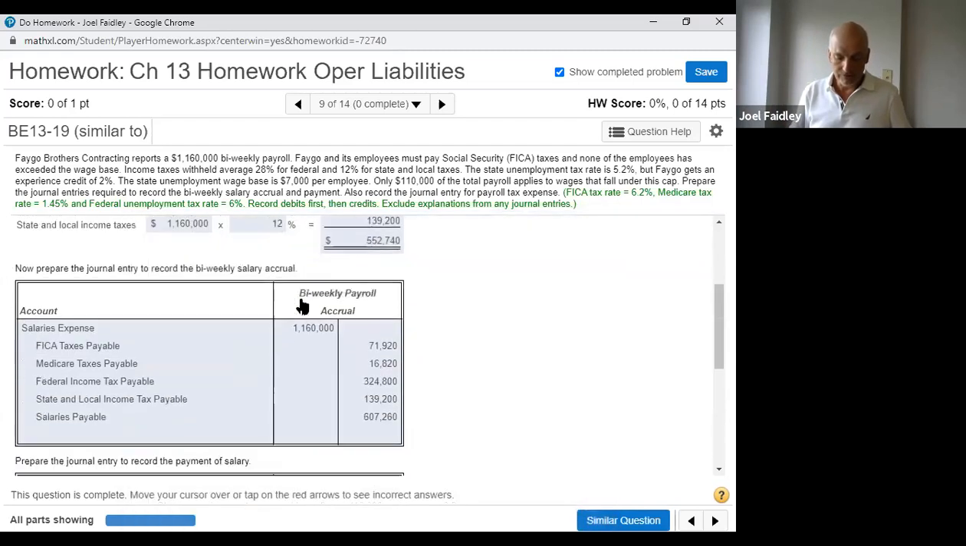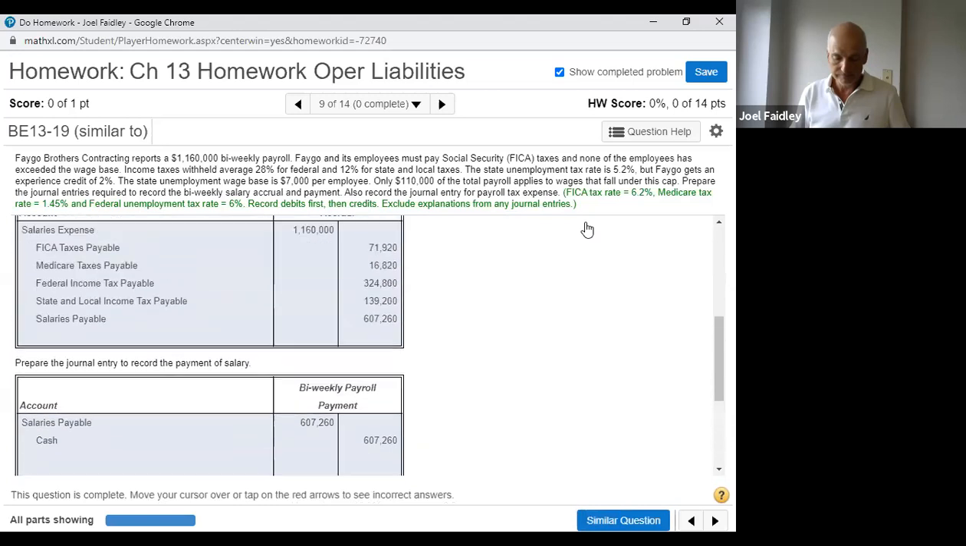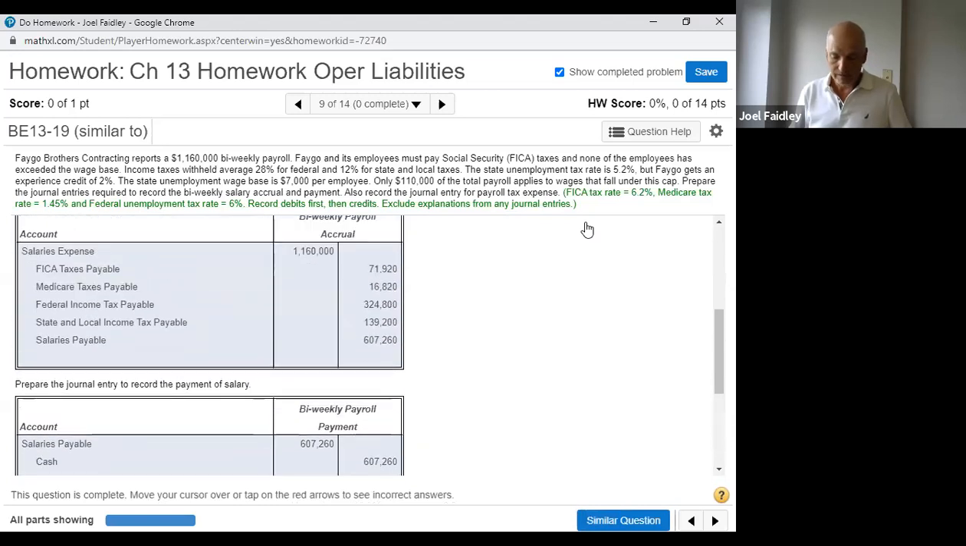All right, and so all you have to do there is plug in your federal and your state. And again, that drive, that's your plug number, 93,140. That's your payroll tax expense. All right.